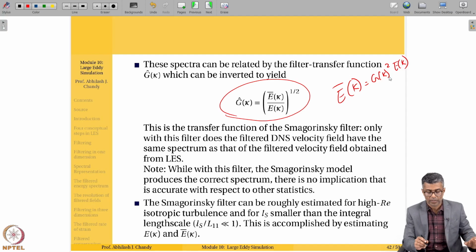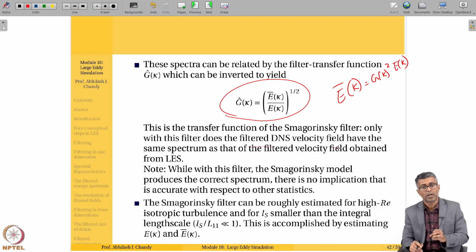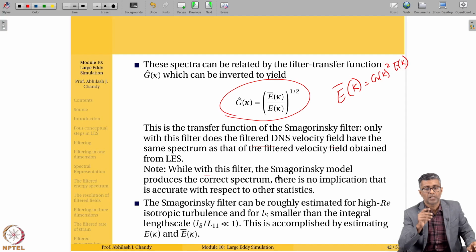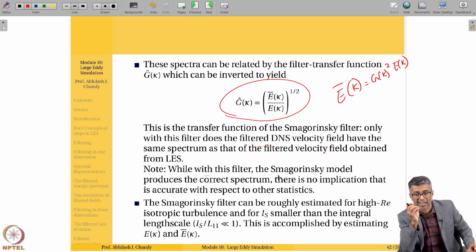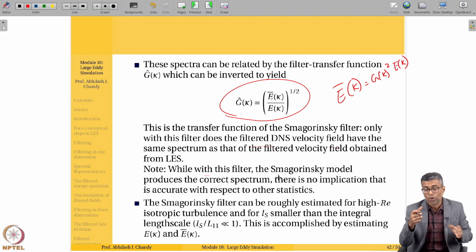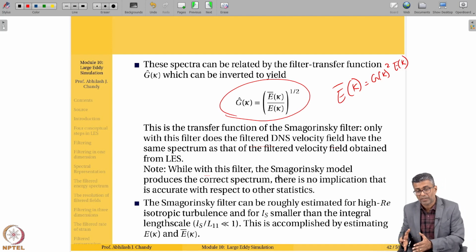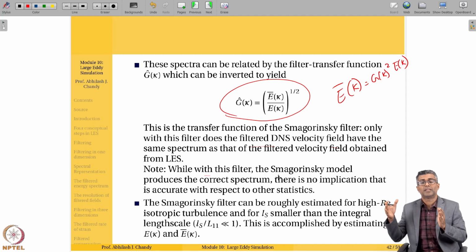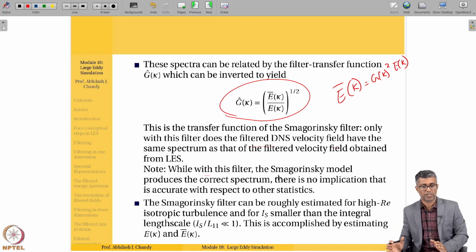Only with this filter does the filtered DNS velocity have the same field as the filtered velocity field obtained from LES. With this filter, the Smagorinsky model produces the correct spectrum. There is no implication, right, that other statistics might match. All we are saying is that the spectrum matches up until the cutoff wave number. That's what we are saying.